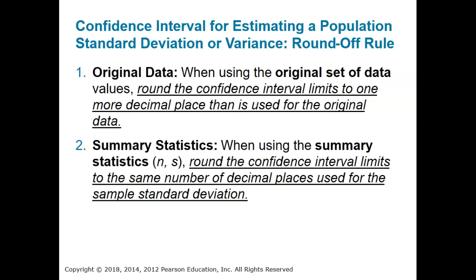Okay, a couple rules on rounding just to remind you. If we have the original data set, then we want to go one more decimal place than is used for the original data. So if my original data showed 1 decimal place, then I'm going to round to 2 decimal places. So I'm going to go one more decimal place. If I'm given summary statistics, so in other words, I'm already told what my standard deviation is, then I'm going to round that to the same number of decimal places as the standard deviation. So my endpoints are going to be rounded to the same number of decimal places as the standard deviation.